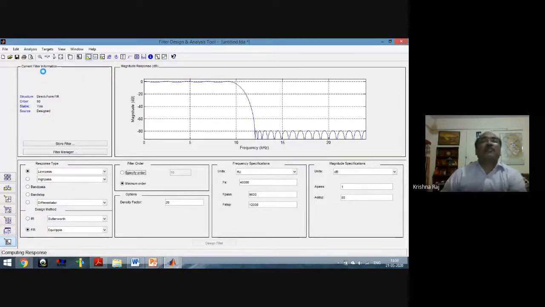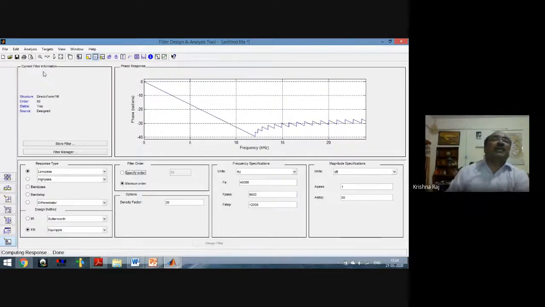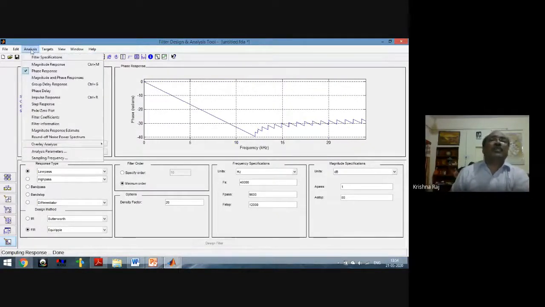Then we will get here the phase response. If we select the phase response, somebody was asking about the stability and so on of the system. Whatever your field is, whether you are from mechanical engineering, electrical, electronics, or civil, you select the toolbox according to your field and your interest.